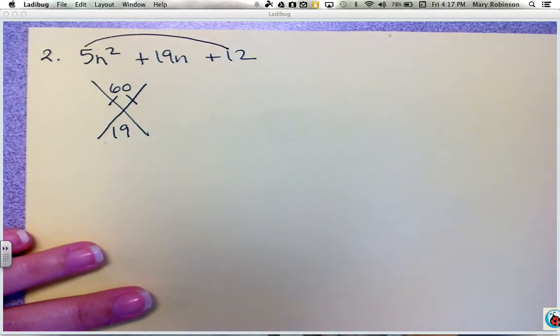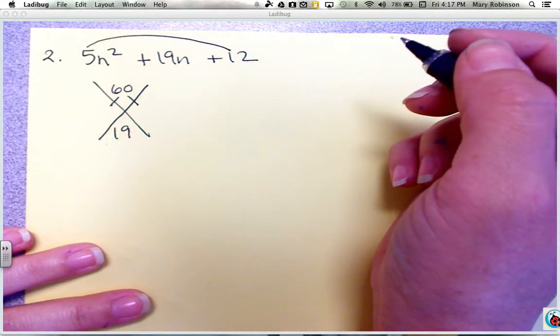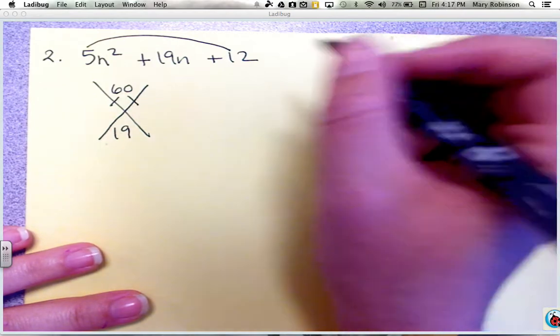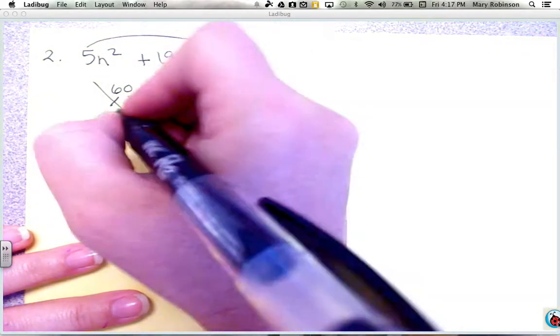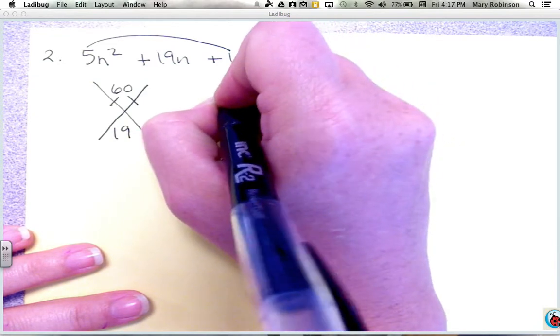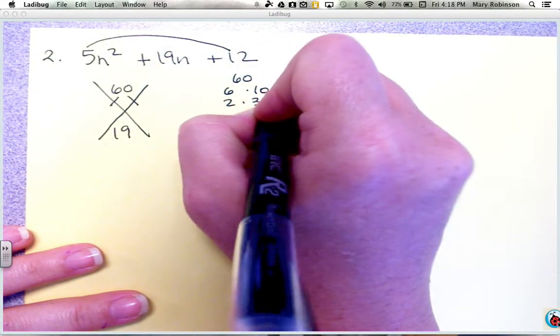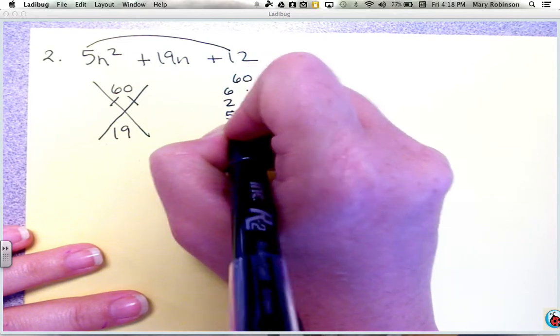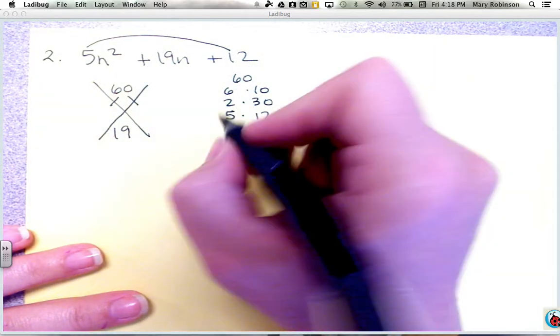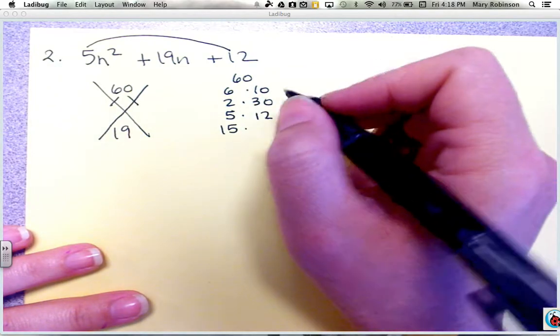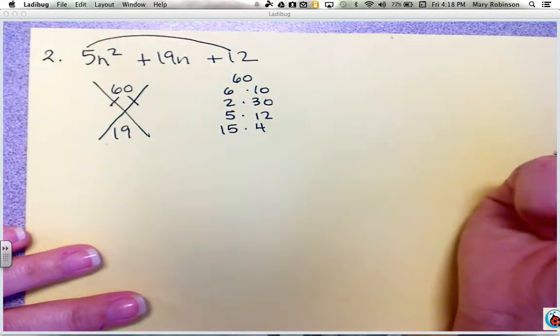So if you aren't sure, you kind of play with those numbers. In this case, 60 has several different factors. You could try 6 and 10, 2 and 30, 5 and 12, and maybe eventually you'll get to the correct one, which would be 15 and 4.